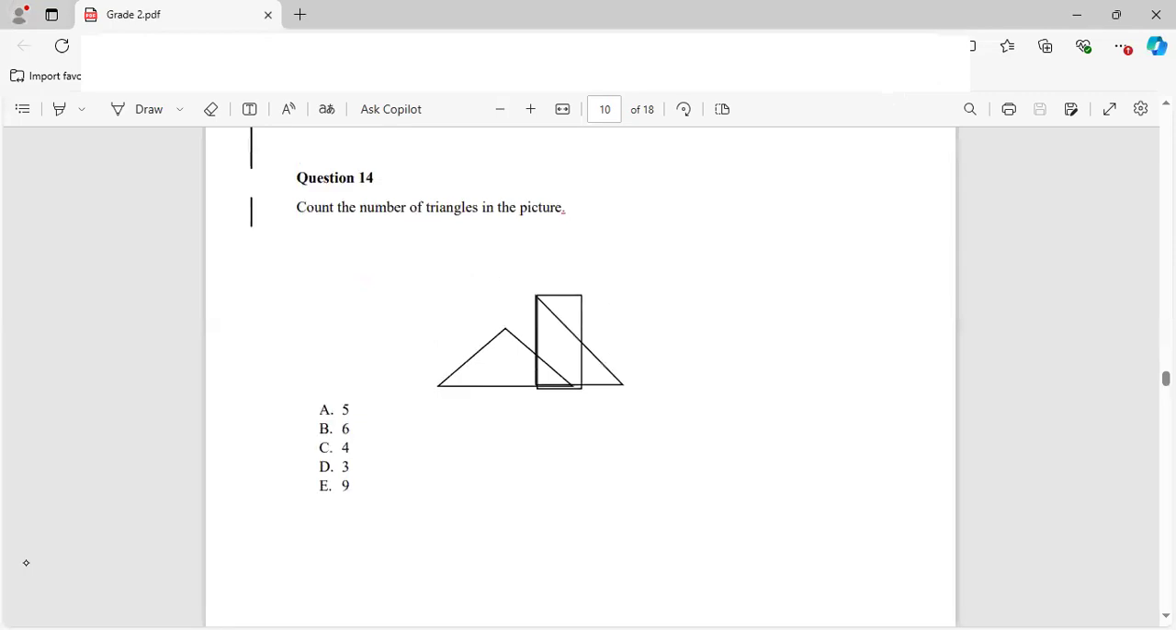Question number 14, count the number of triangles in the picture. So let's just see. You have 1 triangle, 2 triangle, 3 triangle, 4 triangle, and you have this bigger triangle, which is 5 triangles. So the answer for question number 14 is 5 triangles.